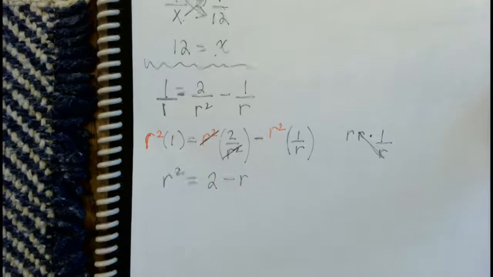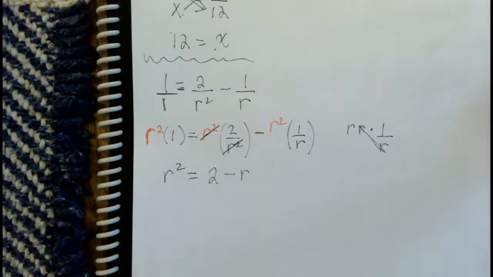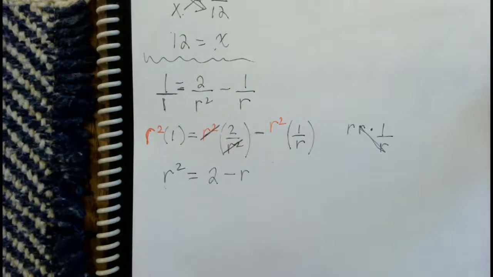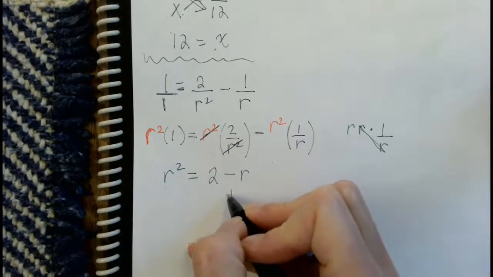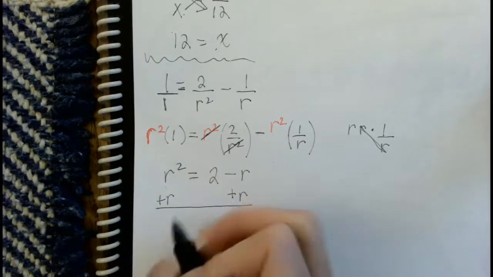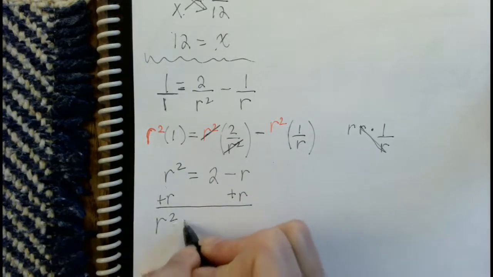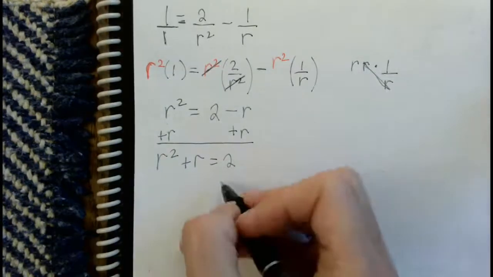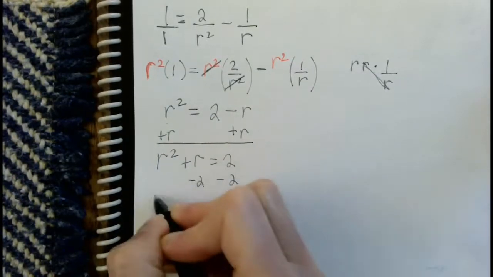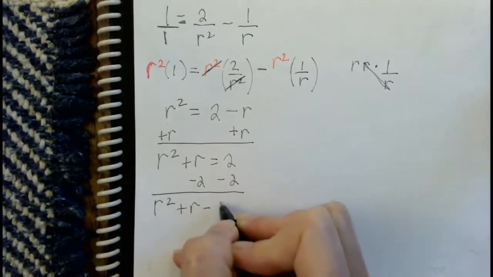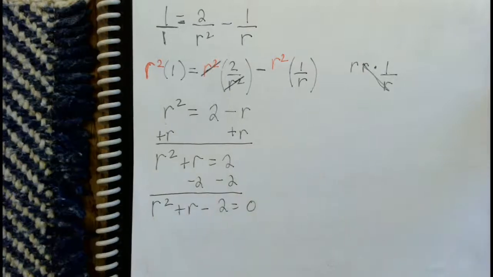And now, eventually, we're going to have to factor, so let's move everything to the left side. I'm keeping my r squared term positive. That's why I'm moving to the left, and in general, I typically move to the left, but we'll add r to both sides. So we have r squared plus r equals 2. And then we can subtract 2 from both sides. We get r squared plus r minus 2 equals 0.